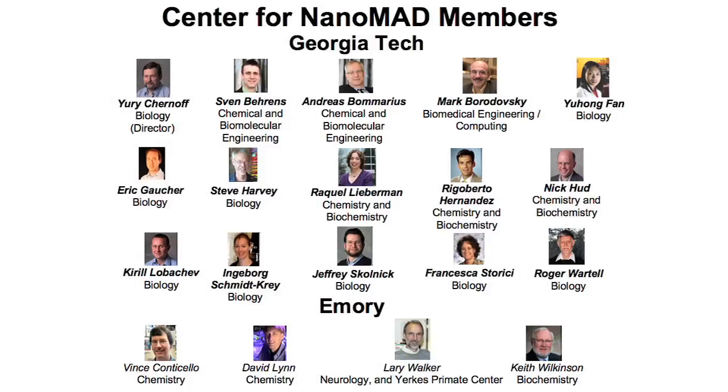Here you can see the composition of the center, and many of the people who are members of the center are speaking at the conference, and some of them are speaking later today. So we have actually 15 faculty members from Georgia Tech and 4 faculty members from Emory. Not all of them are actually studying amyloids. We also address other macromolecular assemblies, but about half of the labs, at least to a certain extent, address amyloids and protein misfolding and aggregation.